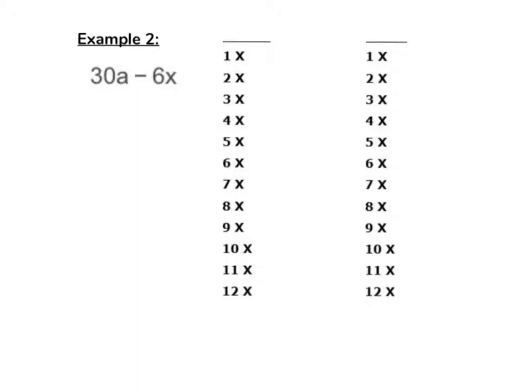Example 2 is the finished product of the distributive property. If you think about our last example that we did, in example 2 we have 30a minus 6x. We're working backwards in this example. We're starting with the end result of the distributive property and doing the reverse order. When we have 30 minus 6, this should look somewhat familiar.